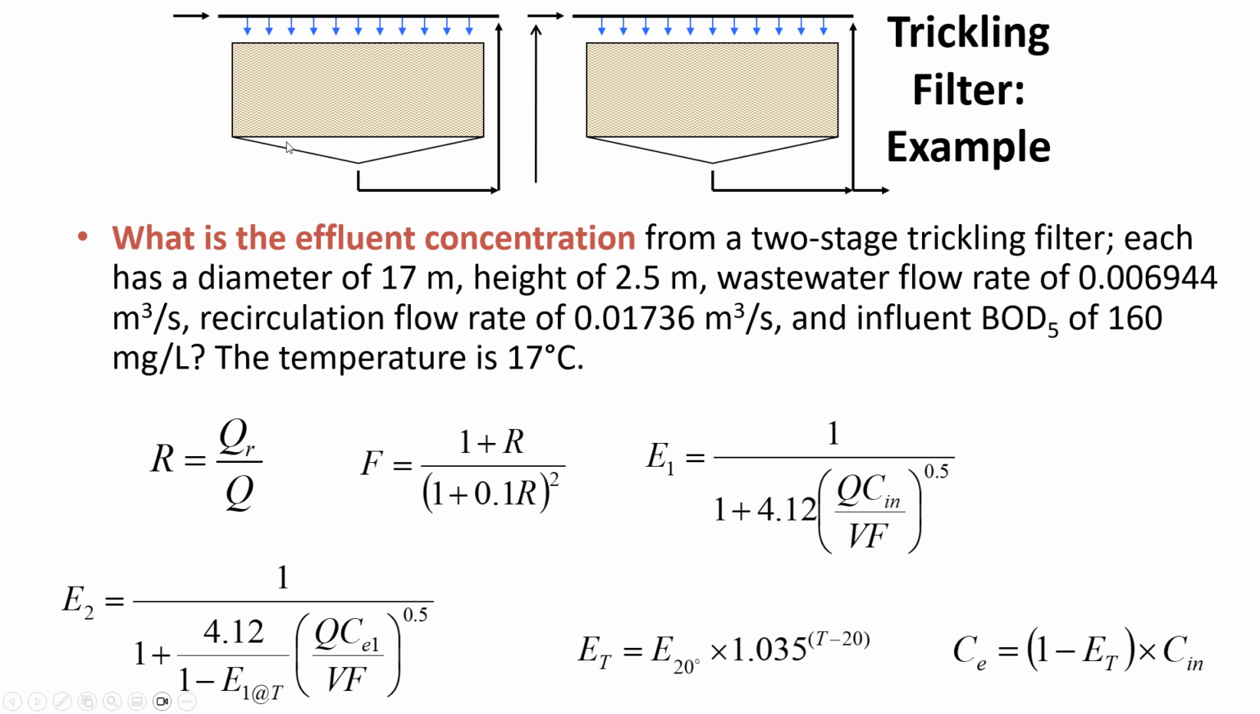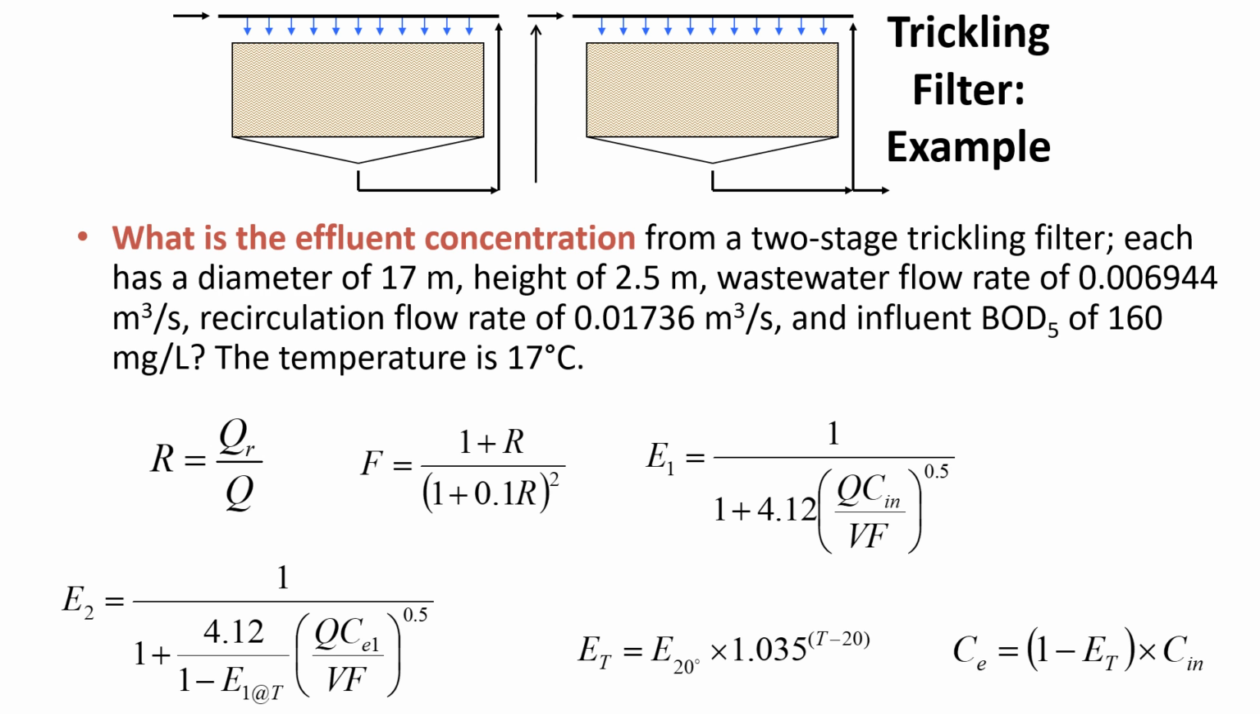We assume that they both have the same size, just for simplicity. The recirculation ratio, R, is Q sub R divided by Q. So the recirculation flow rate is 0.017361 cubic meters per second, and the flow rate is 0.006944 cubic meters per second. So the recirculation ratio is 2.5. That means that there's 2.5 times as much water going up to the top of the filter as is coming in and coming out because of recirculation. So that's the recirculation ratio.